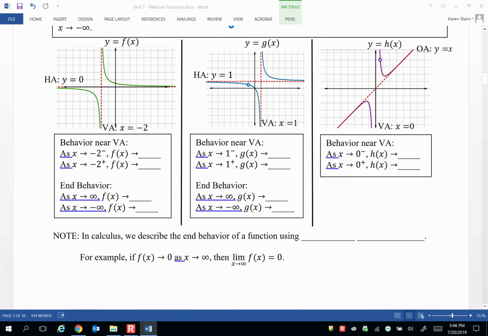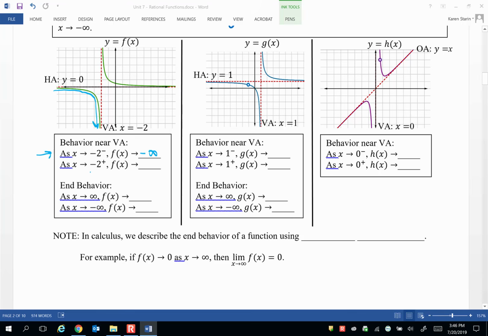Let's read some end behavior and behavior near vertical asymptotes of three different functions here. First, y equals f of x. Reading this first statement, as x approaches -2 from the left, what does f of x do? Well, approaching -2 from the left means that we're going to read the graph as we come from large negative numbers all the way up to -2. Well, the function is shooting down to -infinity.